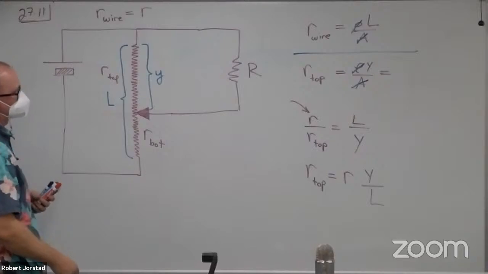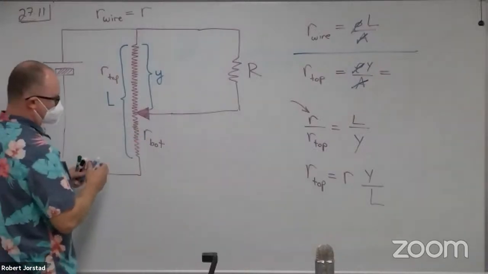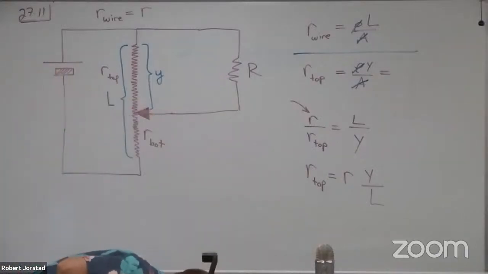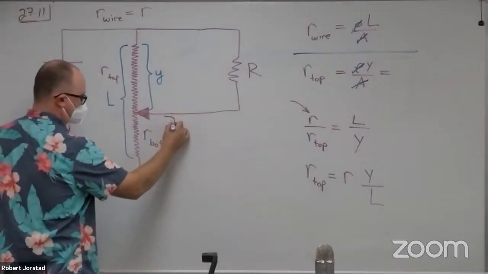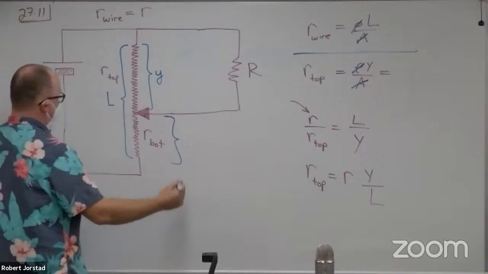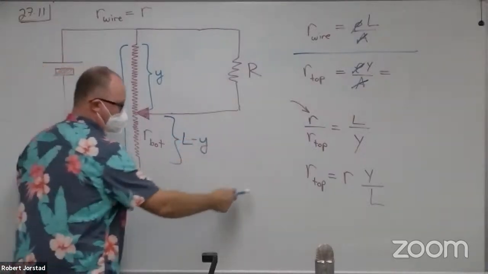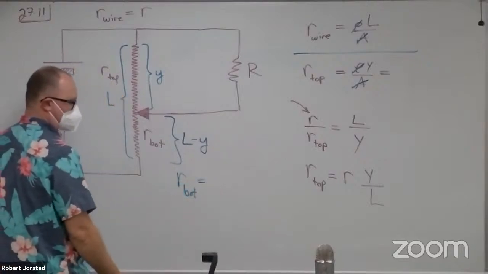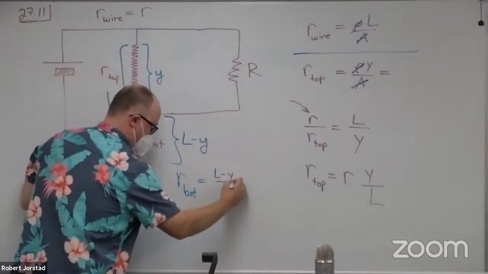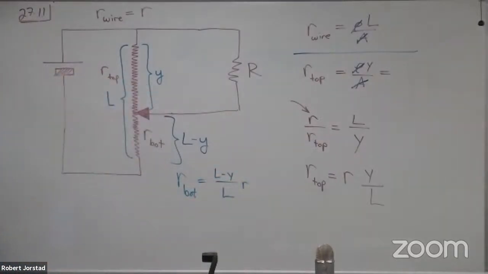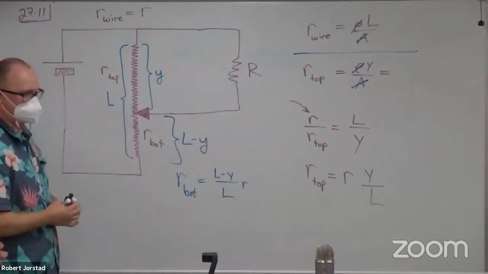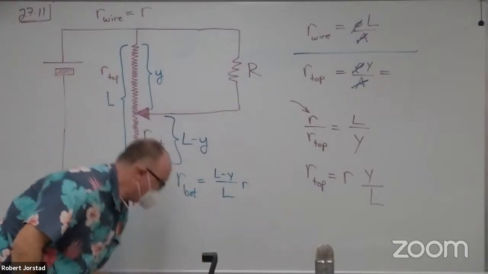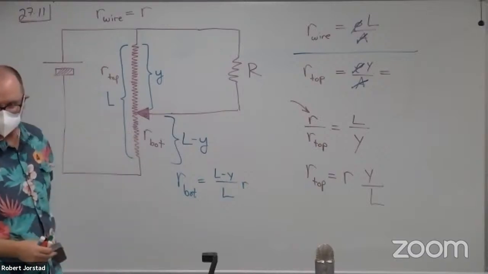So in this case, we know the resistance. What's this resistance going to be right down here in terms of R and Y and L? What's this length? L minus Y. So what do you think would be different? L minus Y over L times R. All right. So is everybody okay with these resistances now? I need some space. So I'm going to erase all that and I'm going to write these resistances in here just so I have them for reference.